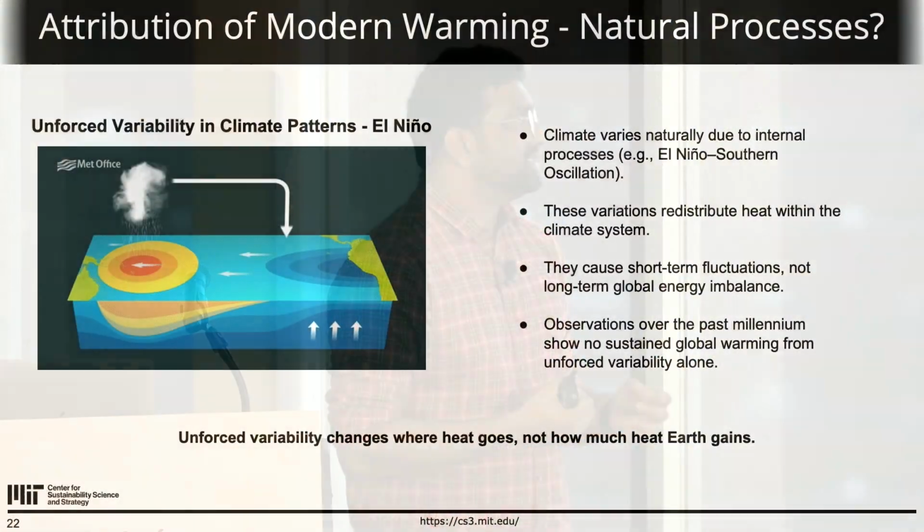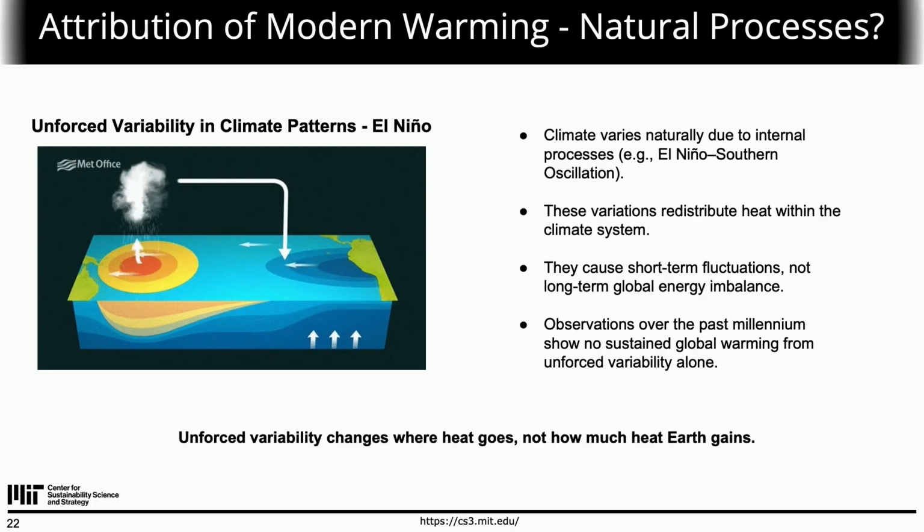So what about internal processes within the Earth? There are different processes. The process which I show here is the El Nino Southern Oscillation. There are other processes like monsoons. Are they really the reason why the Earth could be warming? These variations redistribute the heat within the Earth system, but they do not add energy to the Earth. So they cause short-term fluctuations, but do not create any long-term global energy imbalance. The observations over the past millennium and even climate model simulations show that these internal variations of the climate are not really responsible for how energy is gained by the Earth, or the cause of the modern warming.